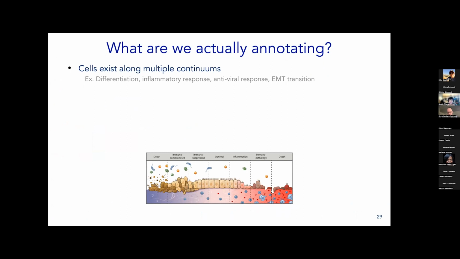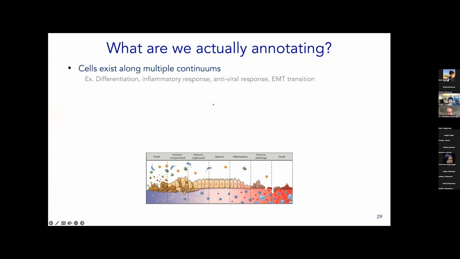So I'm going to continue the presentation talking about the biological interpretation of the clusters that we already have. Once you've done all the pre-processing and all the clustering, the next point is to figure out what biological populations we have there. And before doing that, we need to know what we are actually annotating.